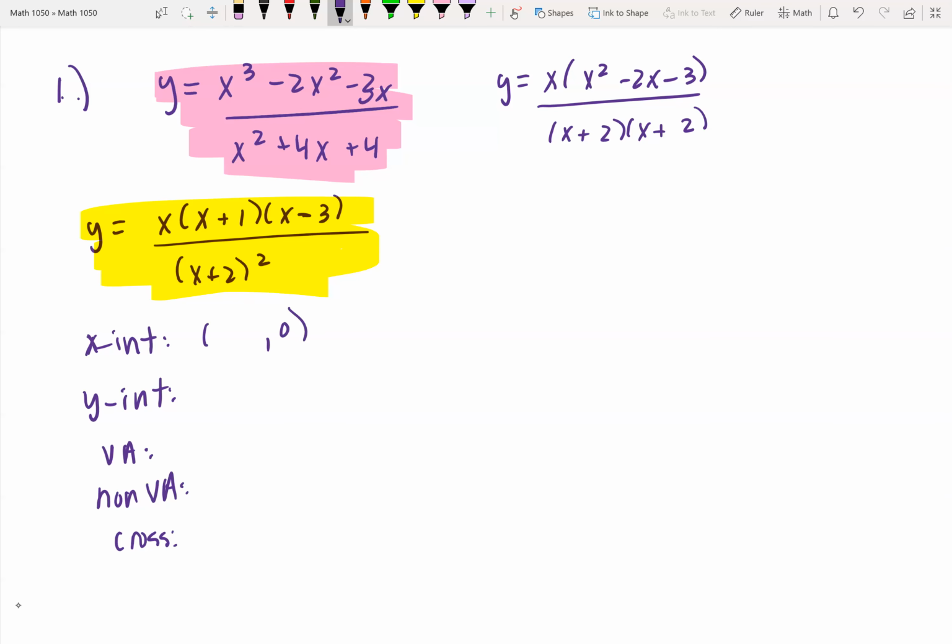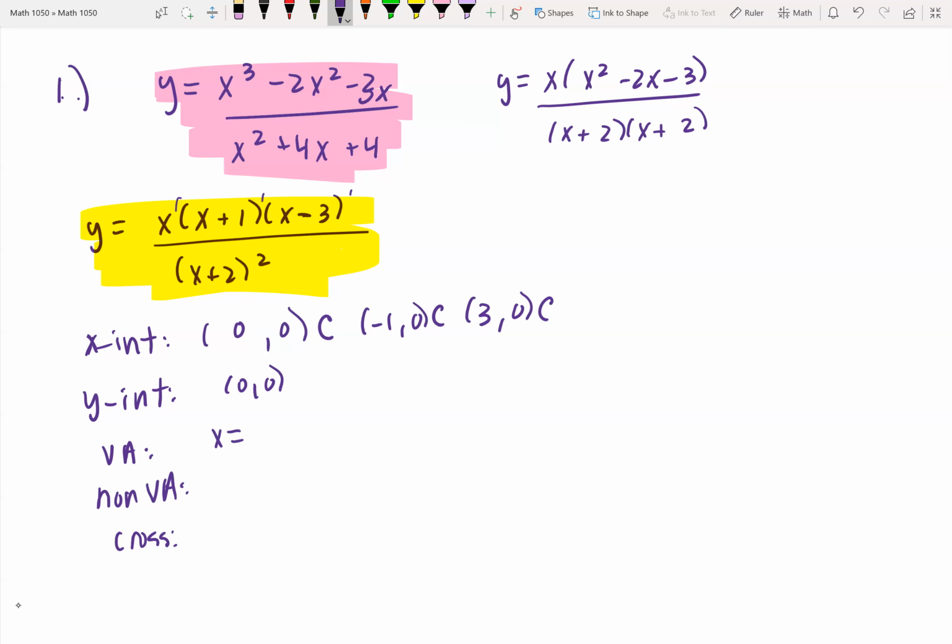You let y be 0, which is the same as letting the top be 0. So set x equal to 0, you get (0, 0), crosses. x + 1 gives you (-1, 0), crosses. x - 3 gives you (3, 0), crosses. They all cross because all the exponents are 1s. If (0, 0) is an x-intercept, it's also a y-intercept.